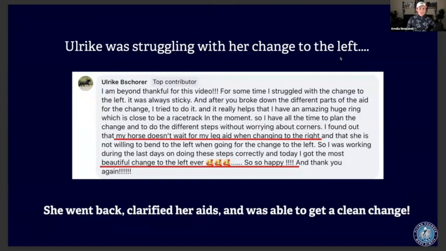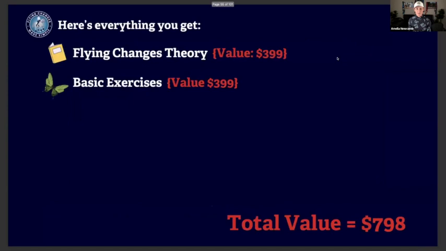Here's another one of our students, Ulcry. She was struggling with her change to the left. Her horse was anticipating. She went back to the basics, clarified her aids, and was able to get a clean change. This really does work. This system and the framework and the basics really do work, and it will help you to get that clean, beautiful flying change that you're dreaming of.